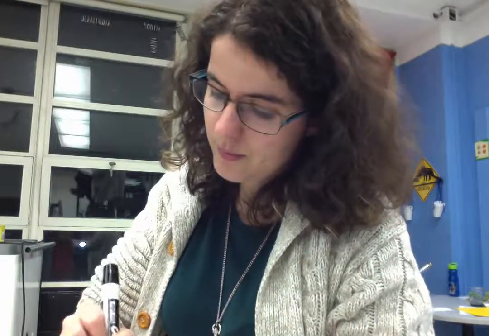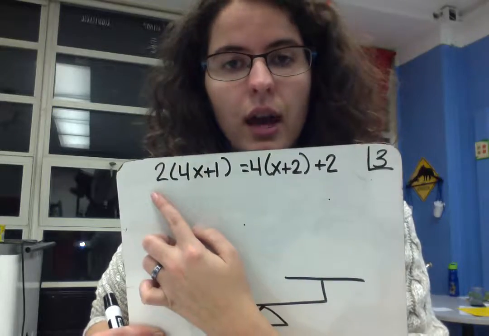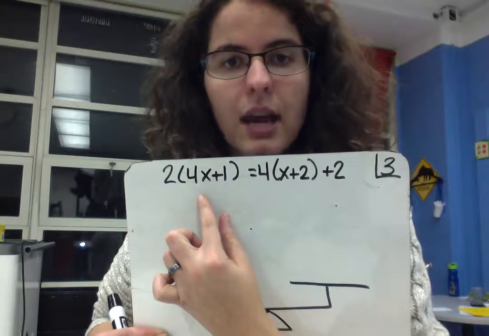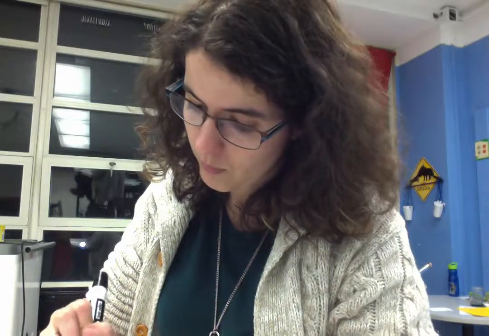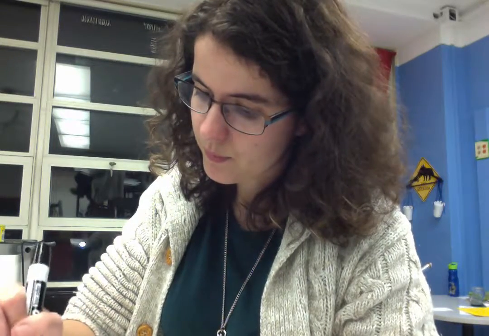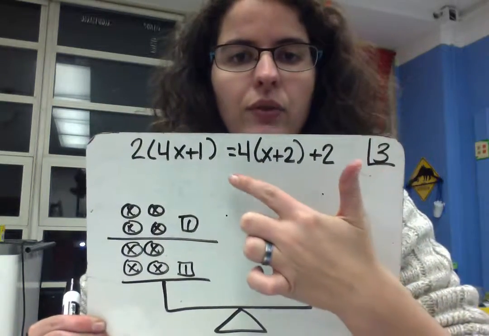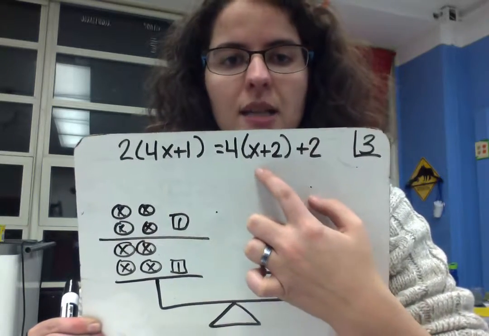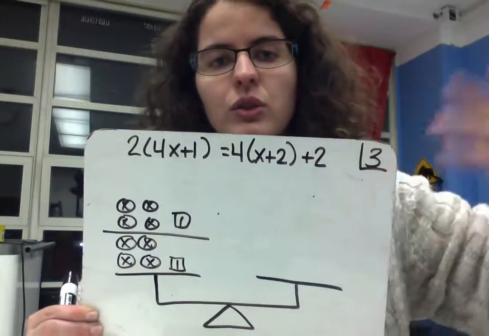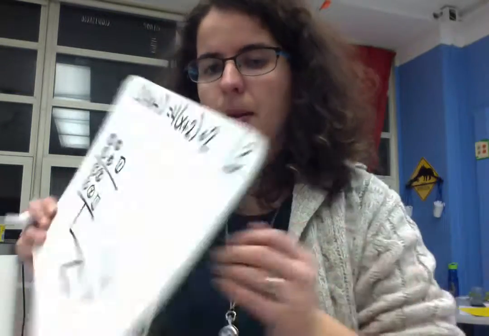To show that on a balance, I need to think about how many groups of what do I have. So over here, I have 2 groups, and in each group, I have 4 x's and a 1. On the other side, I have 4 groups, and in each group is x plus 2. And then I have an additional 2 pennies on the side. So I'm going to do my grouping first, and then I'm going to just put my 2 pennies on the side.